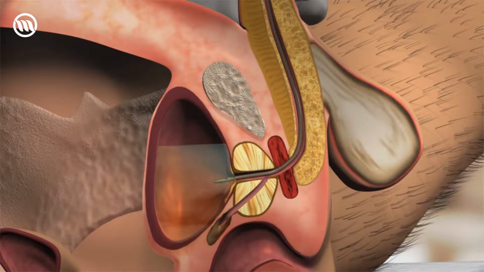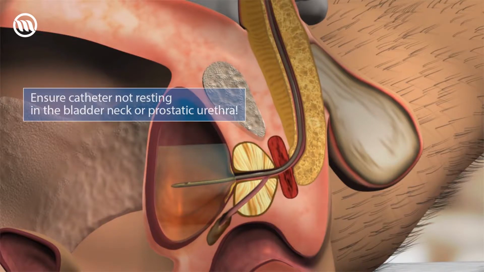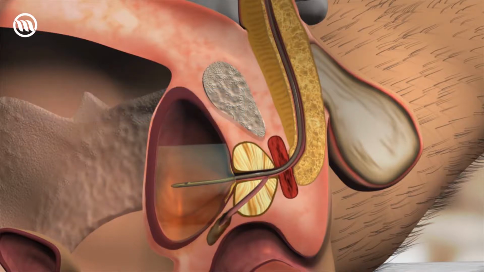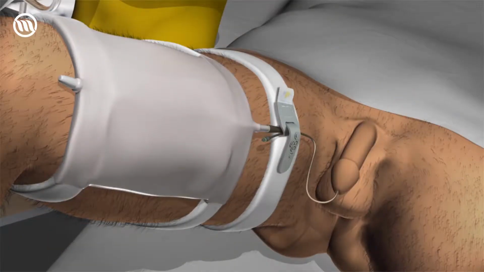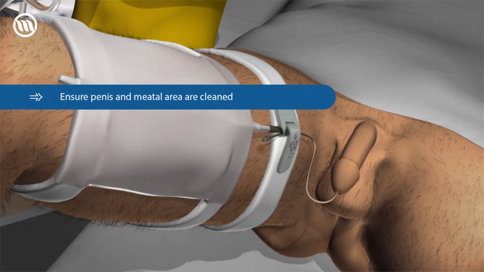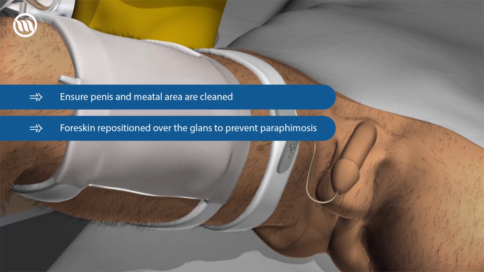Once urine starts to flow, insert the catheter a further couple of centimeters to ensure the catheter is not resting in the bladder neck. Inflate the balloon according to the manufacturer's instructions. Make sure the catheter is supported with a catheter retaining strap to minimize the risk of trauma to the urethra and bladder neck. Ensure the meatal area and penis are cleaned of any excess gel, and the foreskin is repositioned over the glands to prevent paraphimosis.